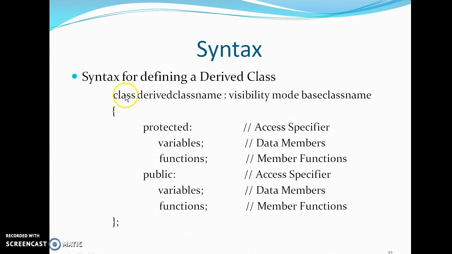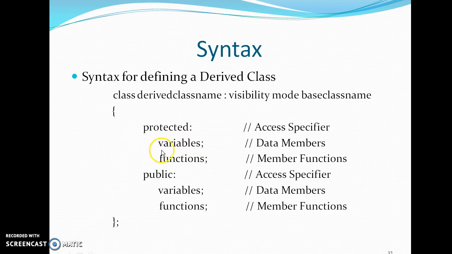For example, class, here you write the name of the derived class which you are going to derive, then you write the visibility mode, which can be private or public, and here you write the name of the base class from which you are going to derive. Here you can use protected as well as private. If you are going to derive one more class from this derived class, then use protected; otherwise, if we keep it private, that is also okay.